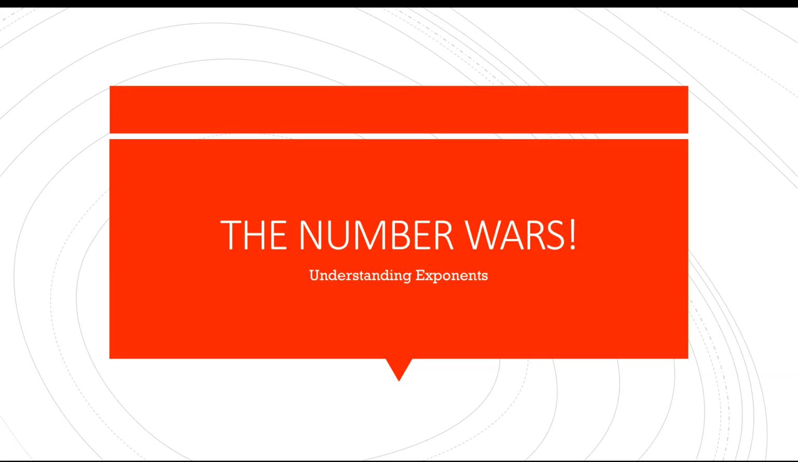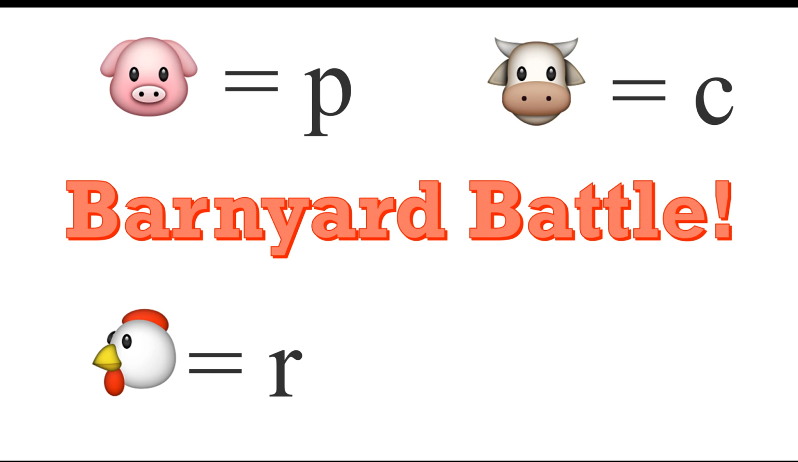In this video, we're going to deepen our understanding of exponent rules by looking at a couple complicated problems through the lens of this animal battle metaphor. So in our first battle, we have three different creatures: pigs, cows, and roosters.